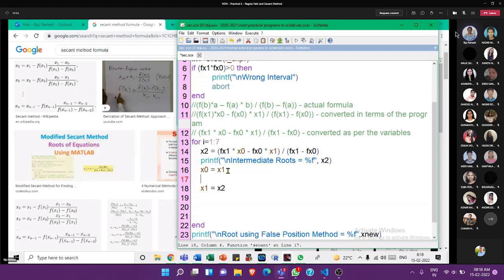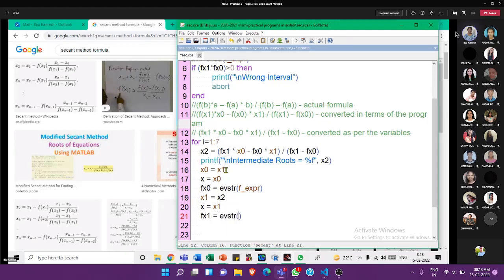So for that, now the equation is in terms of x, so you have to write this, and now your fx0 is evstr of f underscore expr. Now x1 is x2. So x is equal to x1 and fx1 is equal to evstr of f underscore expr. You have to find the new fx1 and fx0, is it not?